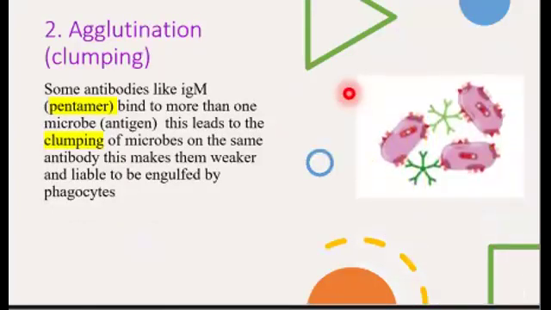Agglutination. Agglutination means forming a clump. Some antibodies, like IgM, which is a pentamer in structure, bind to more than one microbe or antigen. This leads to the clumping of microbes on the same antibody. This makes them weaker and liable to be engulfed by phagocytes.